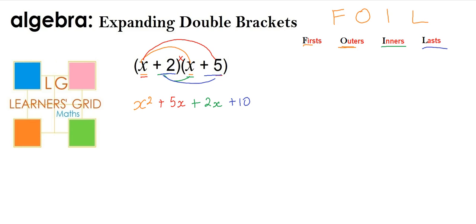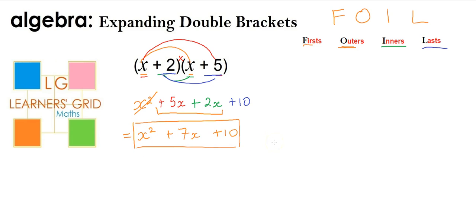After that, all you need to do is to simplify. So we have x squared, that's the only exponent that there is. Then we have positive 5 plus 2, which gives us positive 7x. And here we have positive 10. And that is the fully simplified solution.